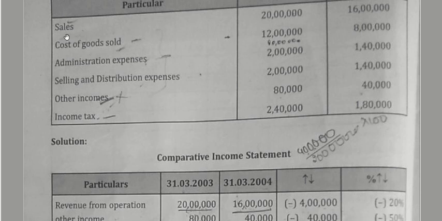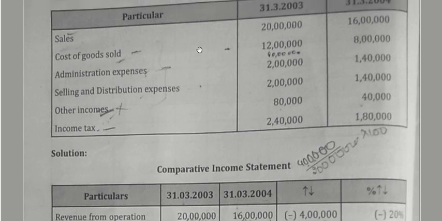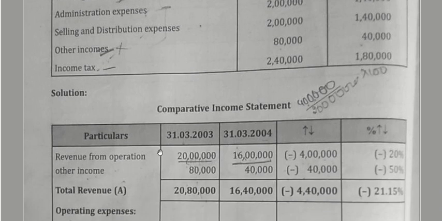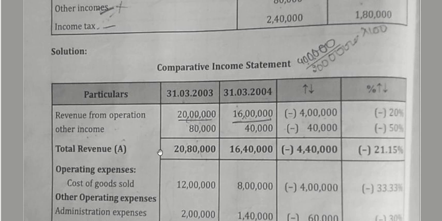So in our first question we have sales. For the base year they have given 20 lakhs and for the current year it is 16 lakhs. Cost of goods sold, administrative expenses, selling and distribution expenses, other expenses, and finally they have given income tax. So we'll start with our comparative income statement.